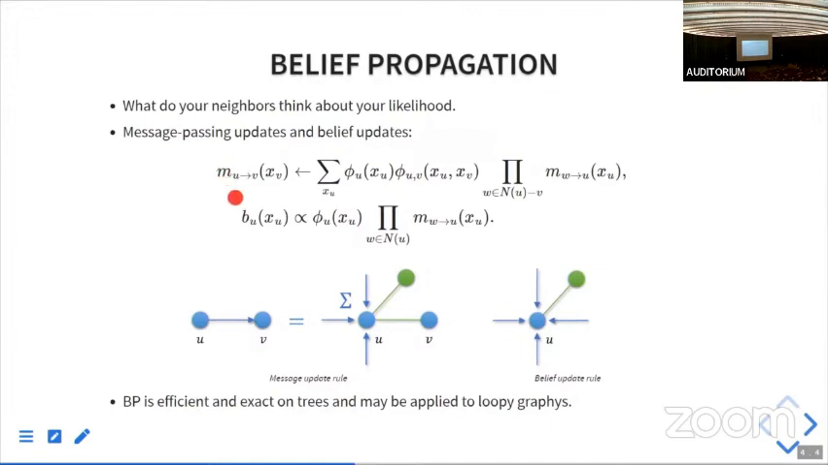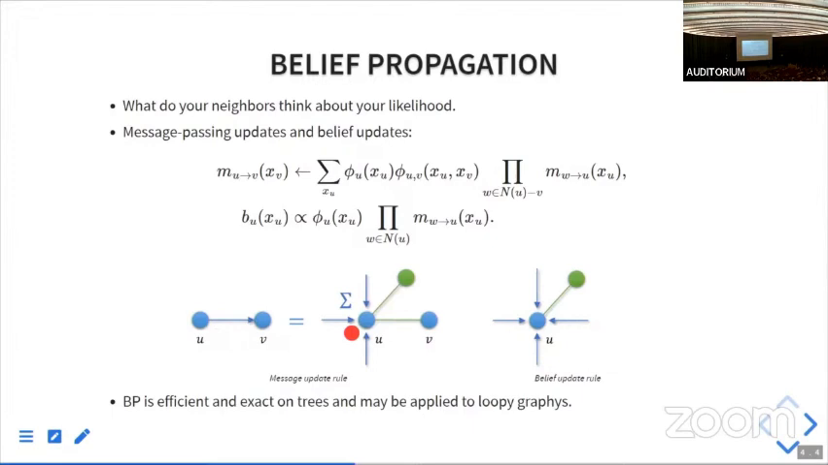So this is a message from u to v. It's a function about what v is, the likelihood of v. So how do you get this message? It's a summation over x_u, and then this product. This is why it's called the sum-product algorithm. This is about what the others told you, think of your neighbors, and then you take this compatibility function and multiply them together and trace out the u part. So that's a graphical understanding of this update rule.